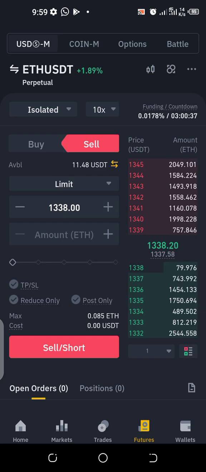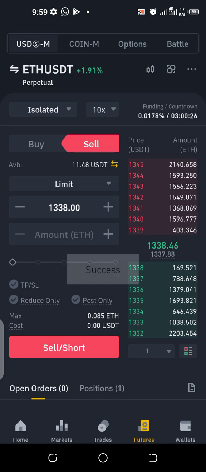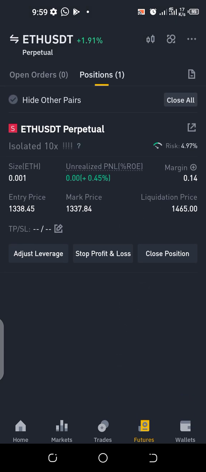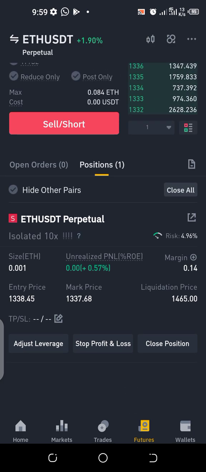Okay, I want to short at the current price or the highest available buy order price, and I'll click on sell. I'm still using 10 times leverage. If you see that I've shorted Ethereum, I shorted it or sold it at 1338.45 USDT. It has dropped in value to 1337.74 USDT, and I've made a very little profit.